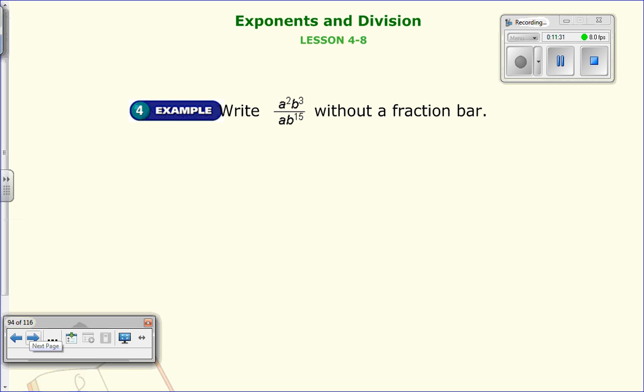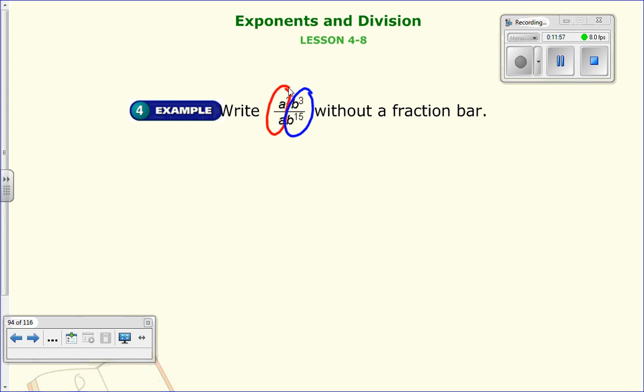All right, now, however, we're going to flip it. Here it says write a squared times b cubed divided by a times b to the 15th without a fraction bar. So this time they want us to just write it with negative exponents. When you do ones like these, you're going to do it the same way. You have to find the factors with the same bases. So here I have factors of a's and I have factors of b. So I have to do those separately.